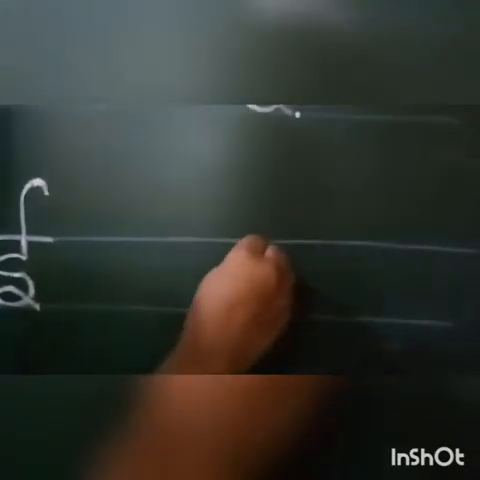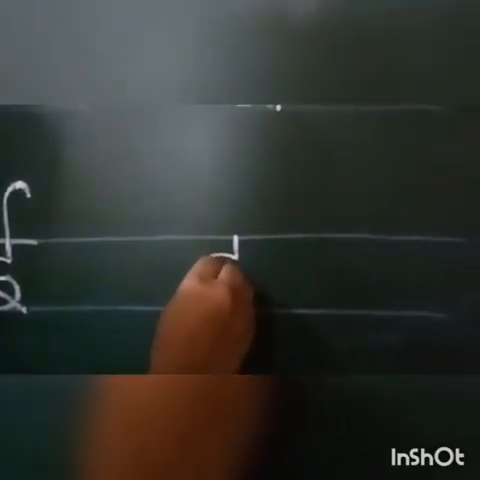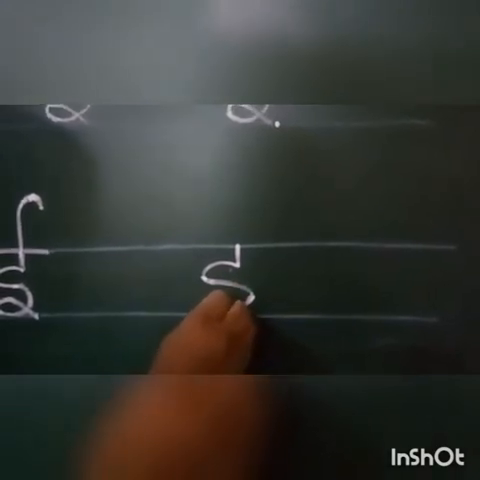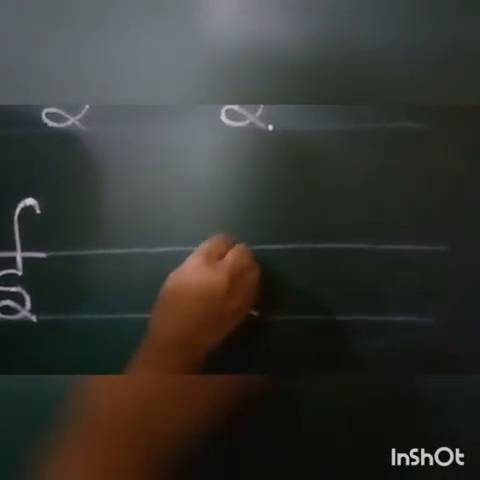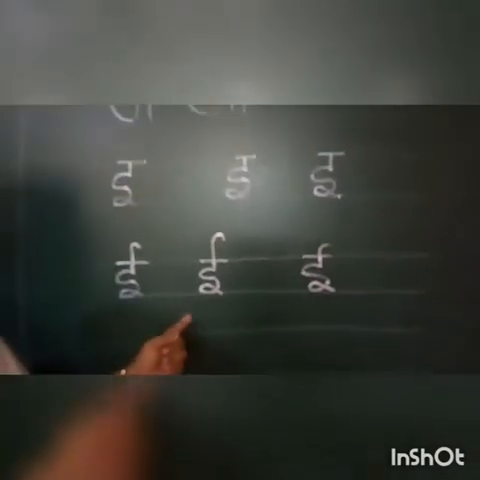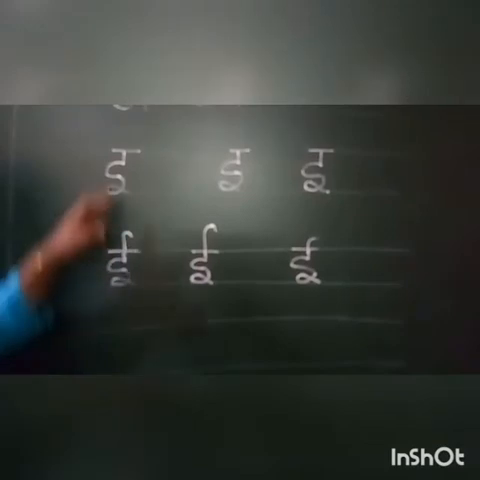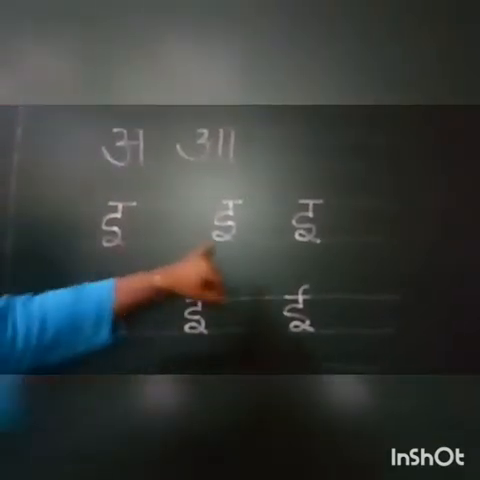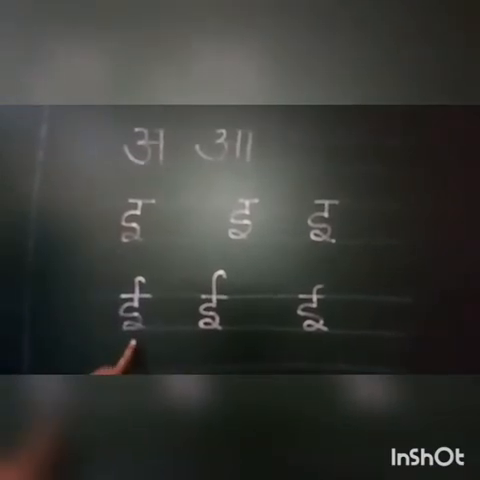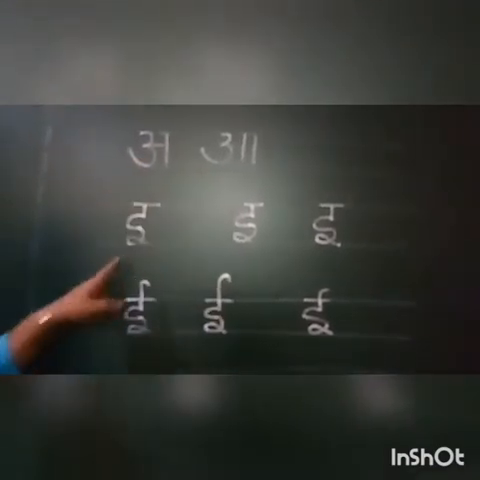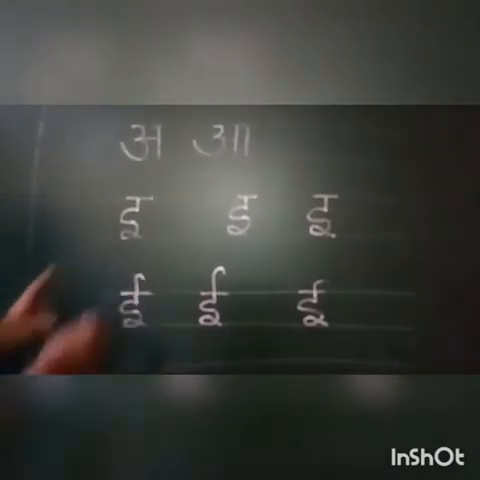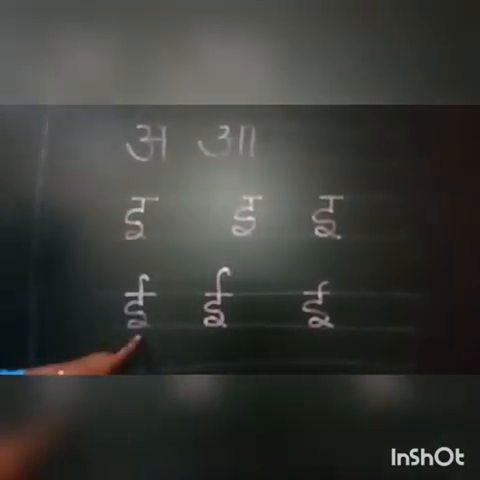Okay, once again. Right between the top line and the bottom line. Okay. Then this letter is E. Which is this letter? E. Okay. E. In this class I am teaching you letter E. How to write E and E.